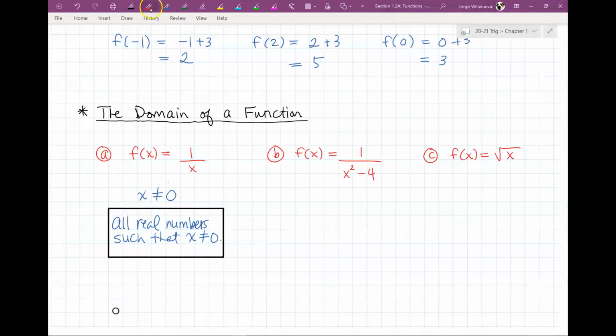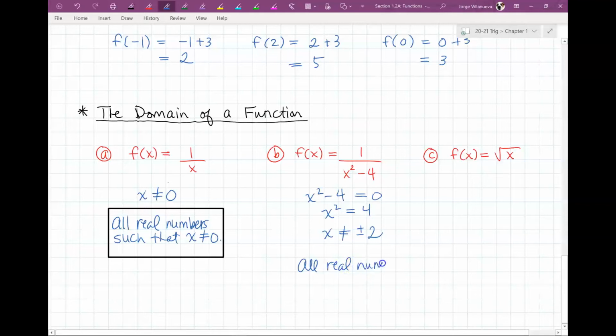Now for the next one, we look at the fraction again and we say, okay, we've got to solve for this denominator. So what makes that 0? We would say x squared equals 4, so x equals plus or minus 2, right? If x is equal to plus or minus 2, then we get a 0 in the denominator. Well, we don't want that, right? x cannot be those numbers. So we're going to say all real numbers such that x is not equal to plus or minus 2. And that would be that answer.